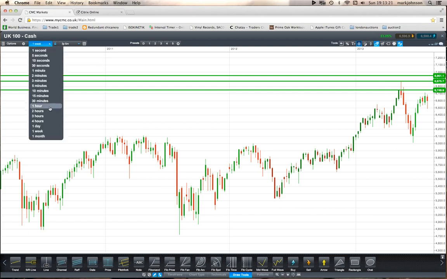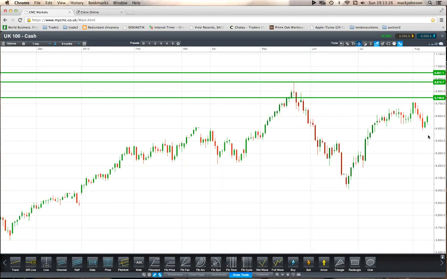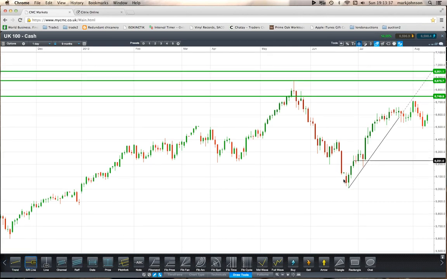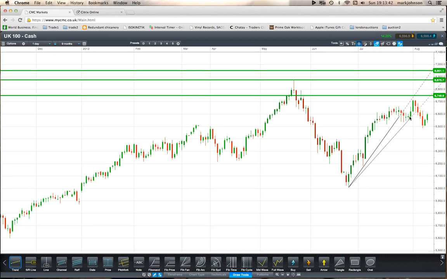Then I go to daily. We've had, let me just make things a bit clearer, a couple of uptrend lines which are fanning out here, but we haven't had three touches on each yet, which makes me think it's not a clear trend. It's not solid.